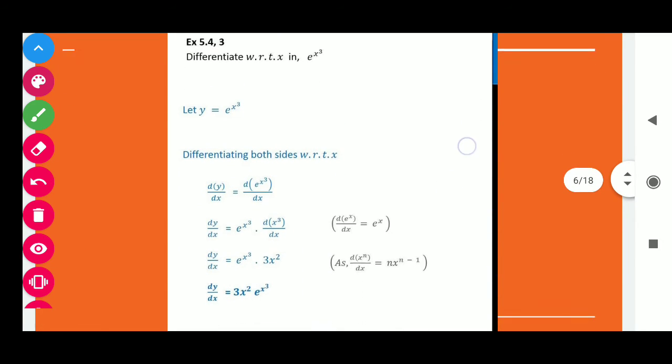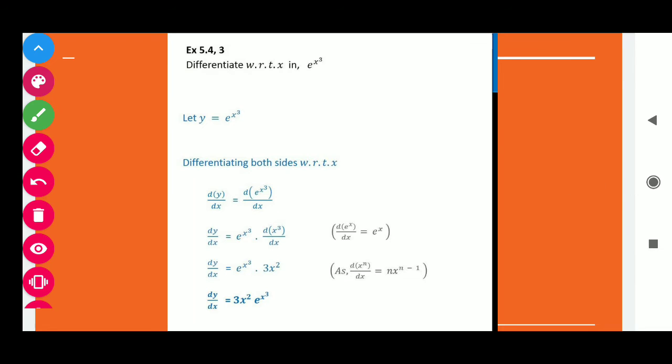Next, here is the question number 3. You can see that questions are really very easy. Exponential is very easy. So students, let's start again. Here we have exponential x cube. X cube is in the power of exponential and we have to do derivative with respect to x. So first let y is equals to e^(x cube). Differentiate both sides with respect to x.